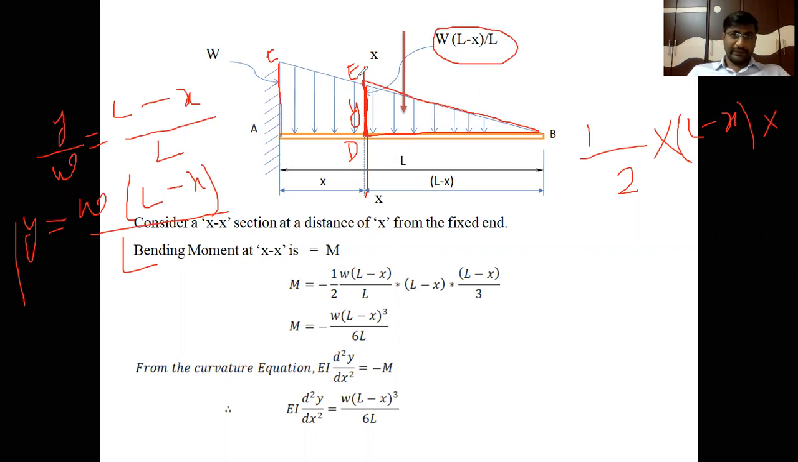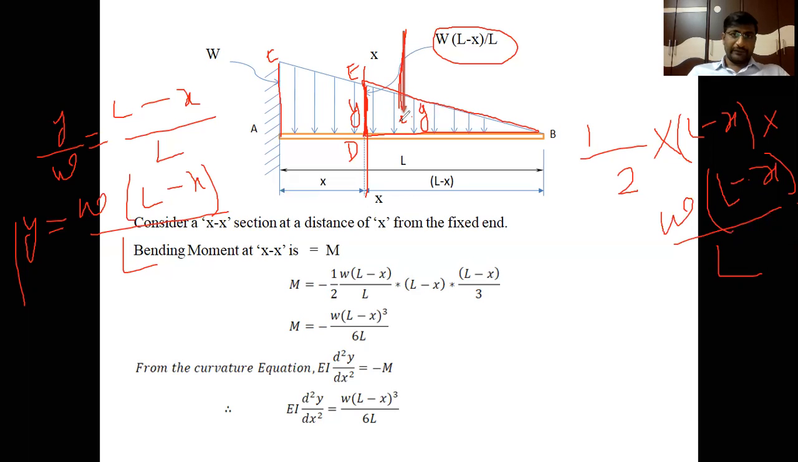So half into length into height of the smaller triangle is W into L minus X by L. I have written here, this is the load, isn't it? Load acting on the right side. This load will be concentrated. I have shown here one arrow mark. This total load is concentrated at a certain point of the triangular load. What is that point? Center of gravity. At the center of gravity, the total load will be concentrated.